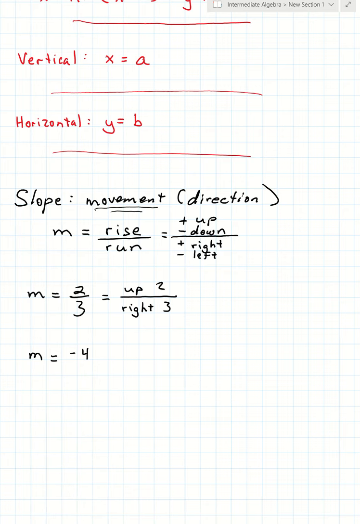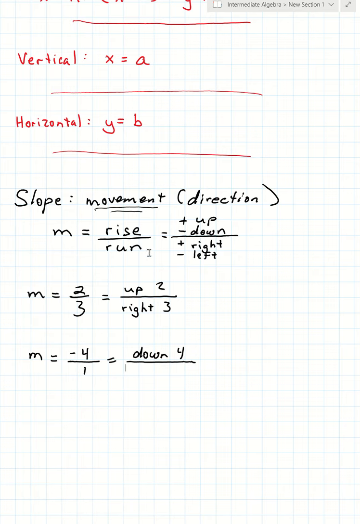-4 as a fraction is the same thing as -4 over 1. So now we can clearly see what is the rise and what is the run. And now let's just talk about how we're going to move, the movement in terms of this particular slope. Since we have a -4 as the rise, that means we have to move down 4 units along the y-axis.